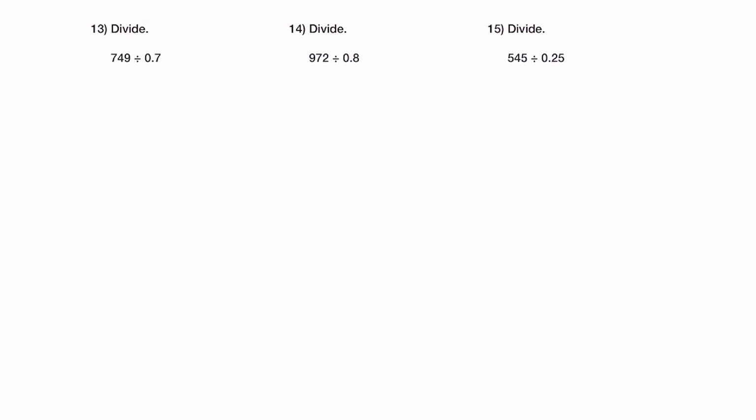Next, here we have 749 divided by 0.7. Now here, if you notice, these numbers are becoming bigger. It's 749 now. It's 3 digits, right? But that does not change the process, the way we solve it. So we say 749 divided by 7 upon how many decimal places? Just 1. So we write 10. So that's 749 times 10 upon 7.